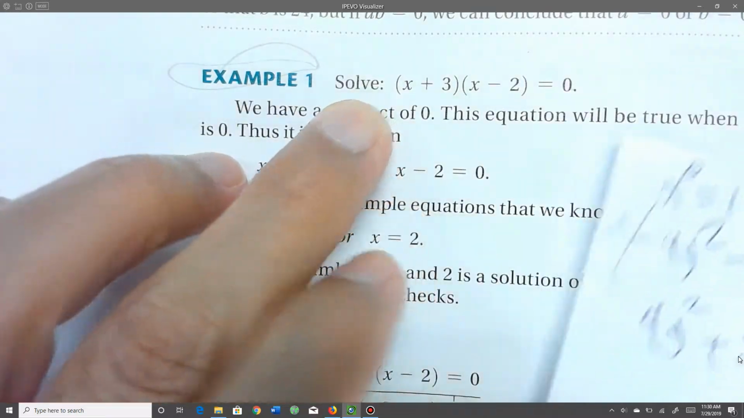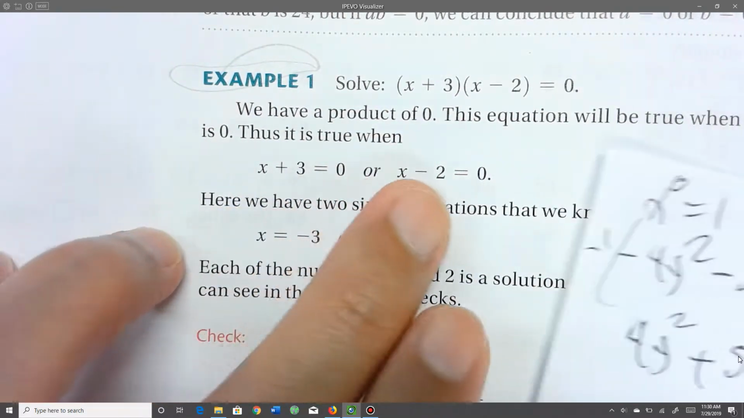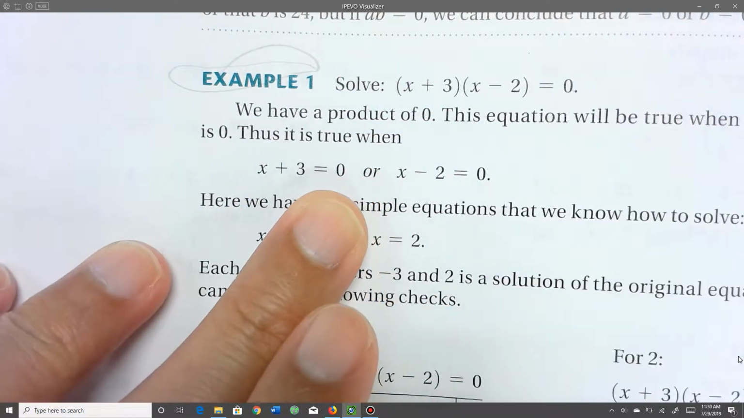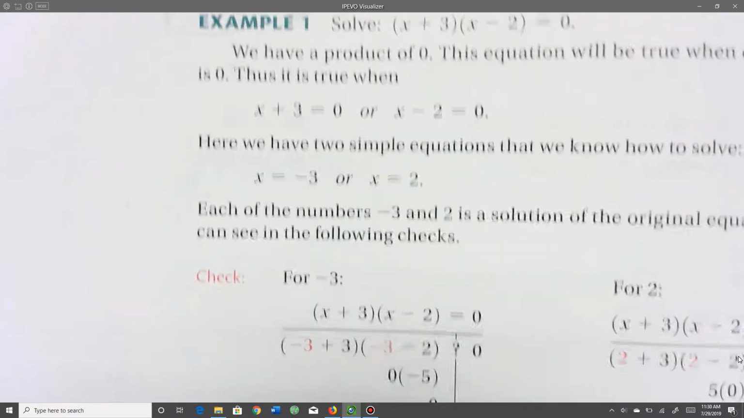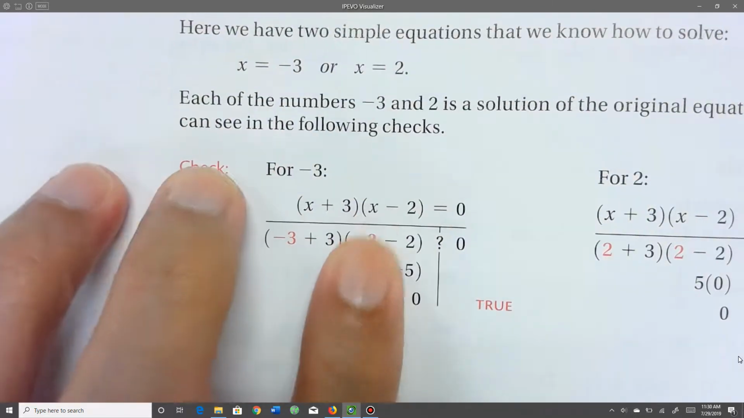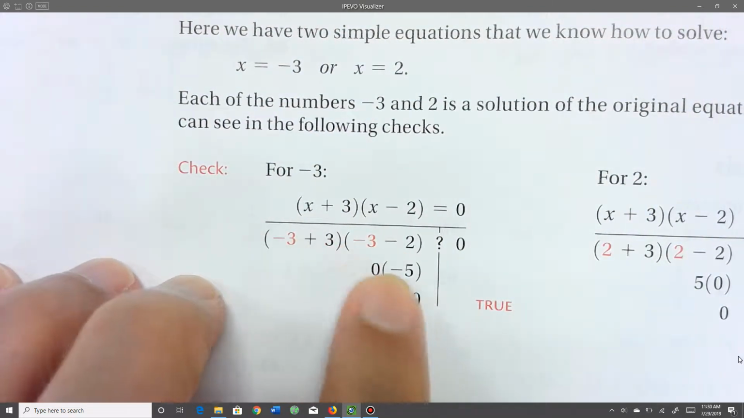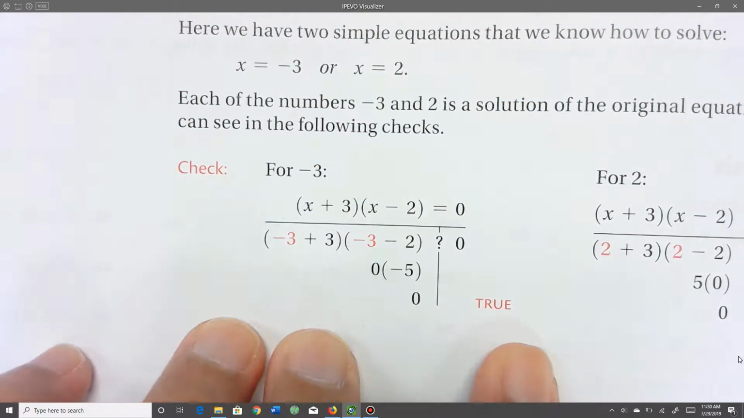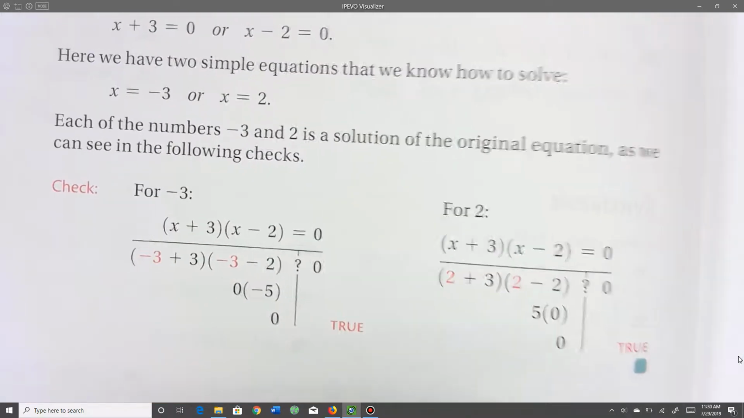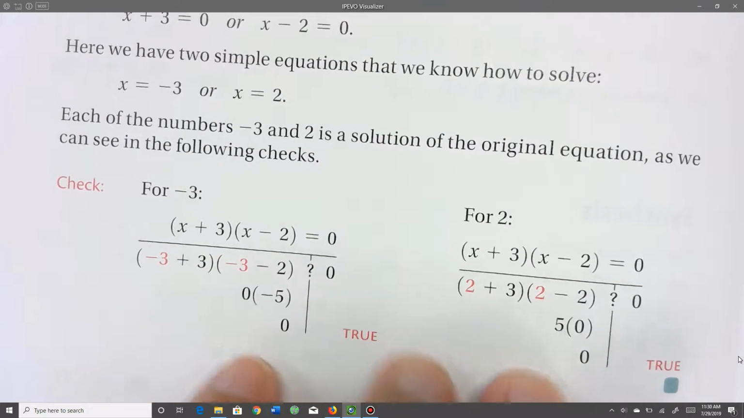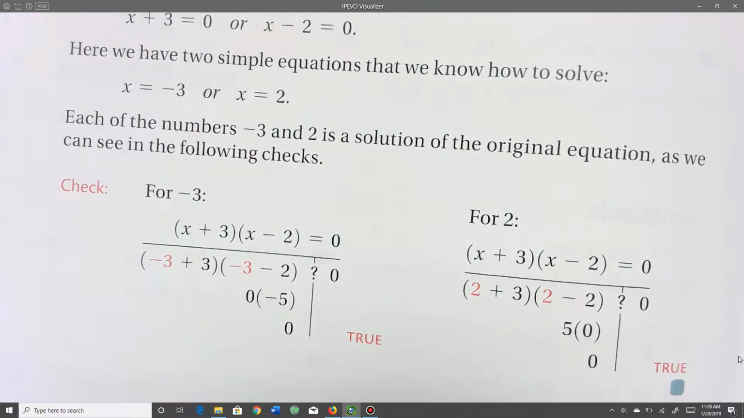In this case, I told you to solve. That's what we did right there. And to check it, just plug the values back into the equation and see if it makes the equation true. If it does, like it did here, then yes, you did the work correctly.